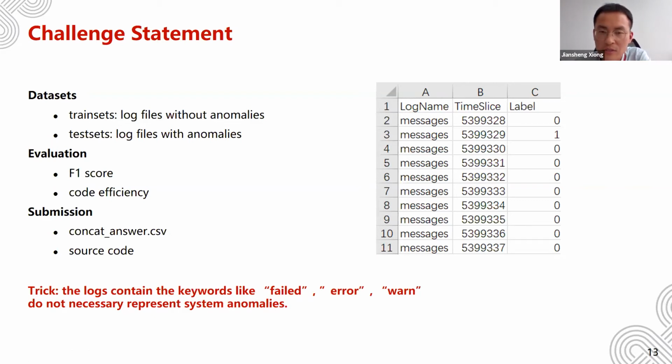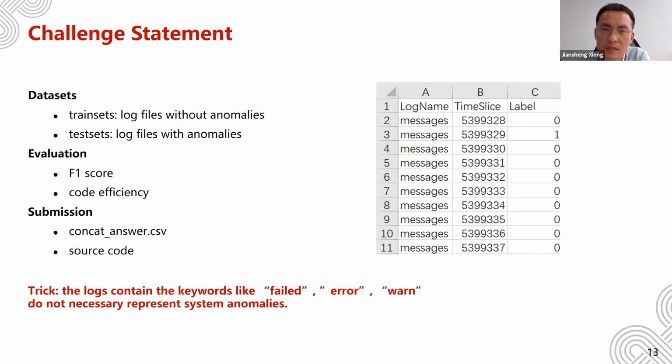There are no anomalies in the train data because we need to extract some normal patterns from the train data, and then we can use the correct pattern to compare with the test sets, because there are anomalies in the test sets. After we train our model on the train sets, we can use it to detect anomalies in the test sets.